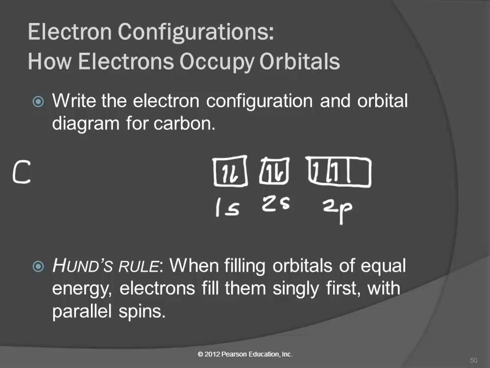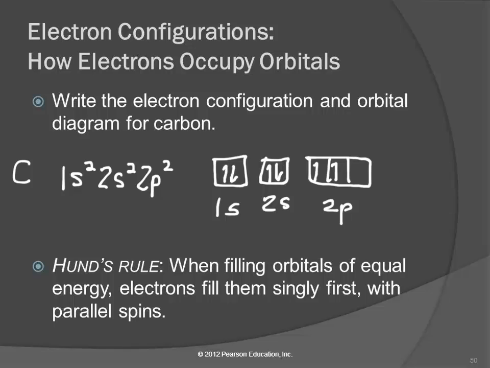orbital diagram. The electron configuration, once you've done the orbital diagram, is just counting. So we have the 1s, and there are 2 electrons in there. And we have the 2s, and there's 2 electrons in there. And we have the 2p, and there are 2 electrons in the 2p level. So that's the electron configuration for carbon. 1s2, 2s2, 2p2. That sounds like we're speaking some strange code.